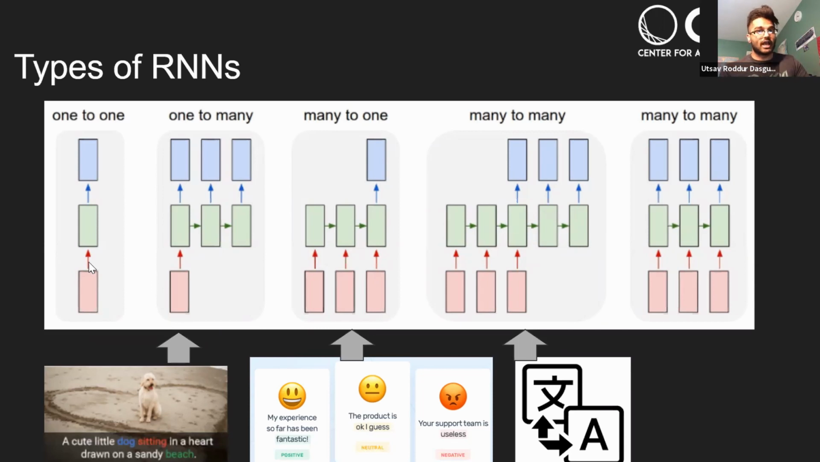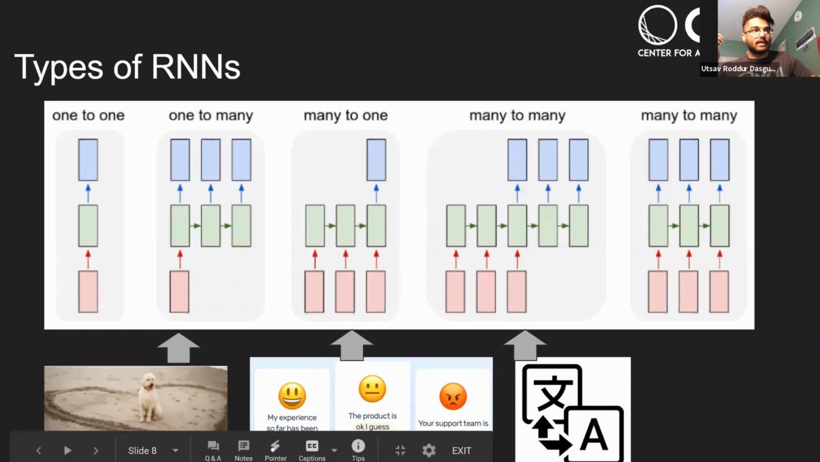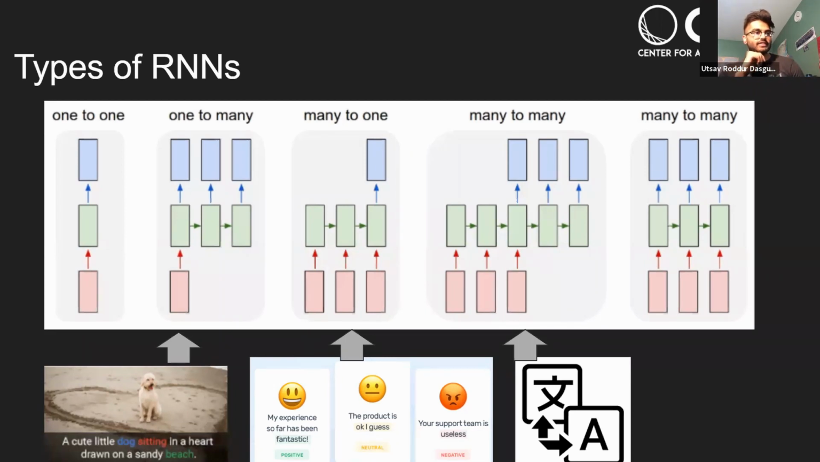So one-to-many, a good example would be image captioning. You feed in one thing, so the sequence is just of length one, it's just one image. You feed that in, and then you get a sequence of words, which is the caption for that image. So you could feed in this image of a dog, and you get a caption that says a cute little dog sitting in a heart drawn on a sandy beach, which is really cool. And then many-to-one would be like the opposite. Say you have someone's review on Yelp or whatever, and you do some sort of sentiment analysis, learning what is contained in that review, and just giving one output: is this positive, neutral, or negative? And then many-to-many is like we talked about with machine translation: variable input, variable output.